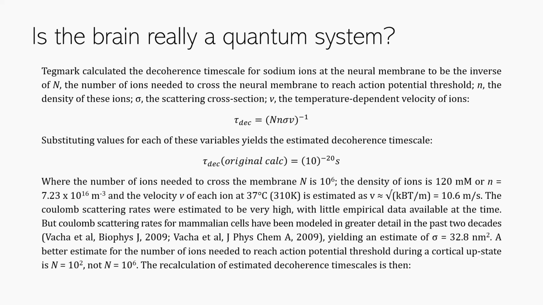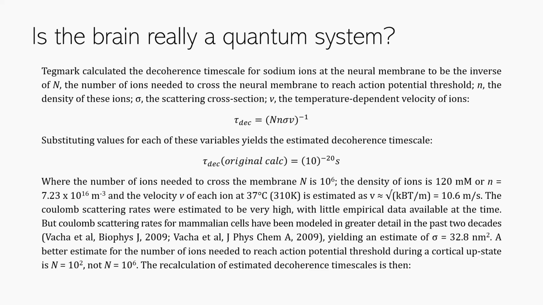Where the number of ions needed to cross the membrane, n, is 10 to the 6th, the density of ions is around 120 millimolar, and the velocity v of each ion at 37 degrees Celsius, or 310 degrees Kelvin, is estimated as the square root of kBT over m, or 10.6 meters per second. The Coulomb scattering rates were estimated to be really high, with little empirical data available at the time.